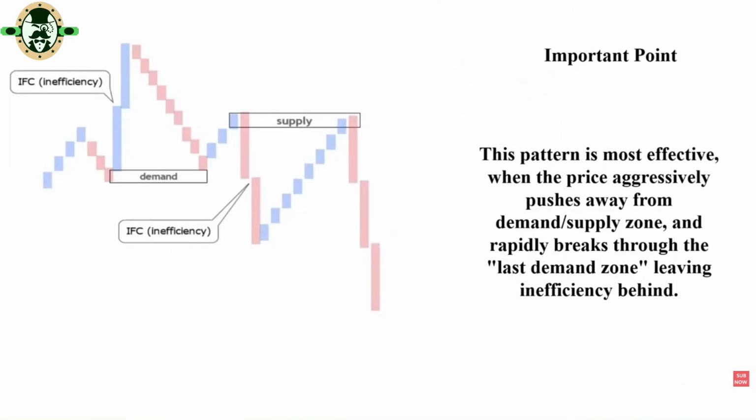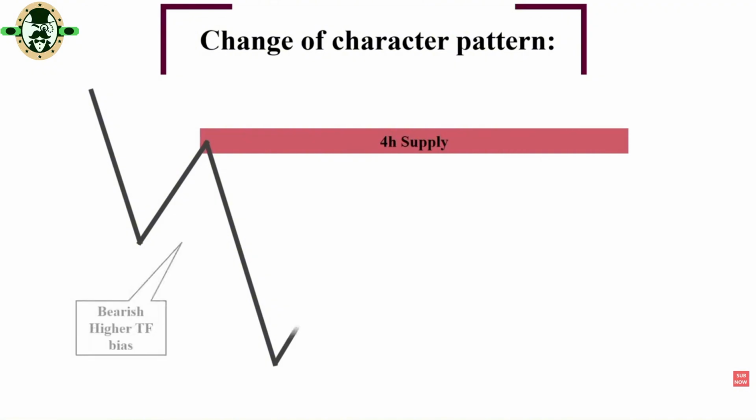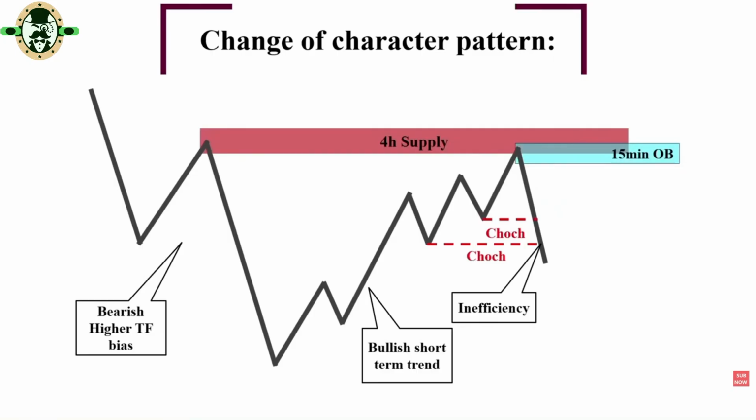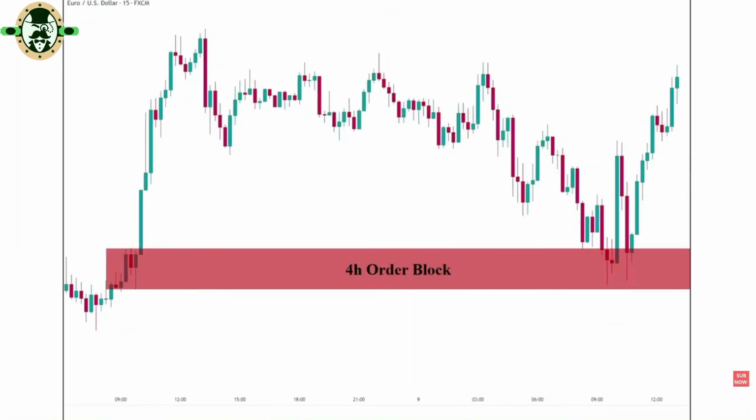For example, on Euro-Dollar 15-minute chart, the higher time frame was bullish with a perfect 4-hour order block. After price touched the zone, the short-term trend shifted with a strong move, creating a new order block. This showed the downtrend was over and buyers were ready. We enter above the order block with stops below the swing low. Change of character trades are most effective when they break through 2 or more supply and demand zones with strong impulsive candles.